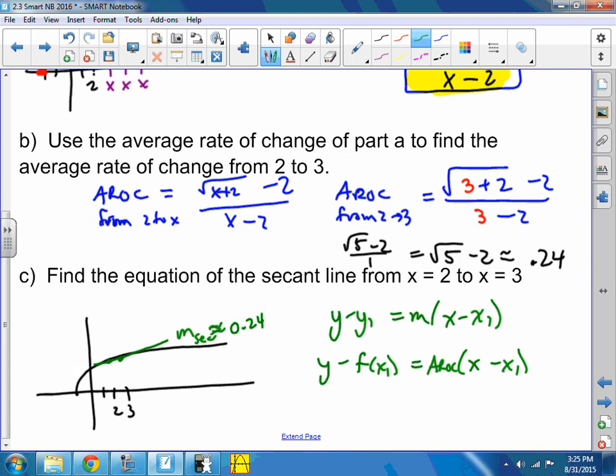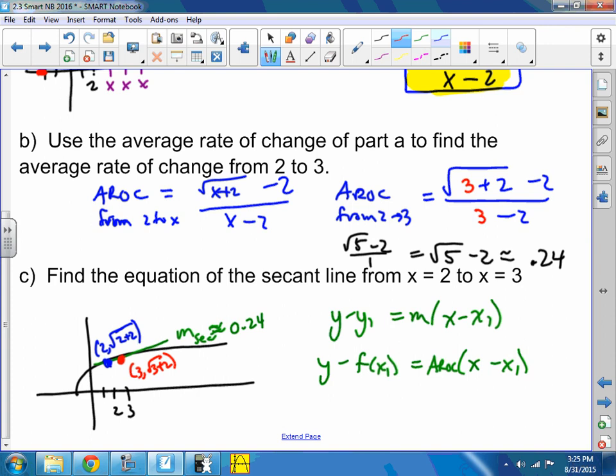Okay, so you can pick either point to be your x1 technically. So this is the point 2 comma square root of 2 plus 2. That's this blue point. Or you can use this red point, 3 comma square root of 3 plus 2. It doesn't matter to me. Pick one. Do you want to use 2 comma root 4? Or do you want to use 3 comma root 5, excuse me.